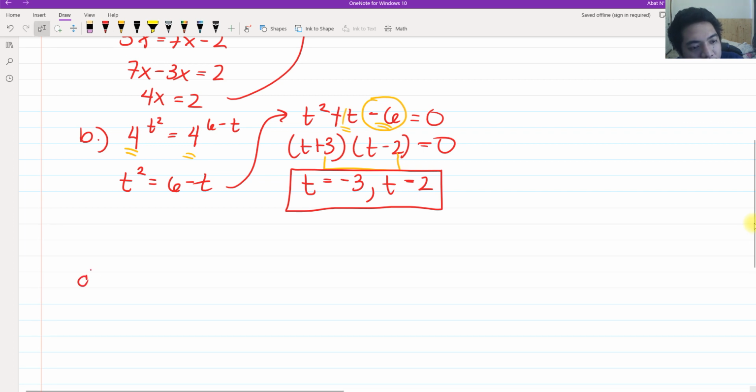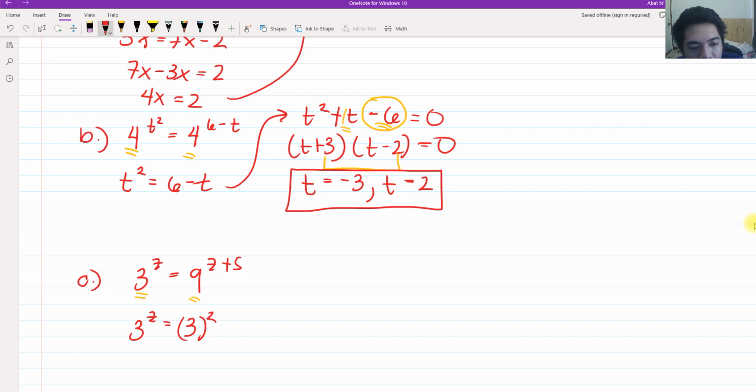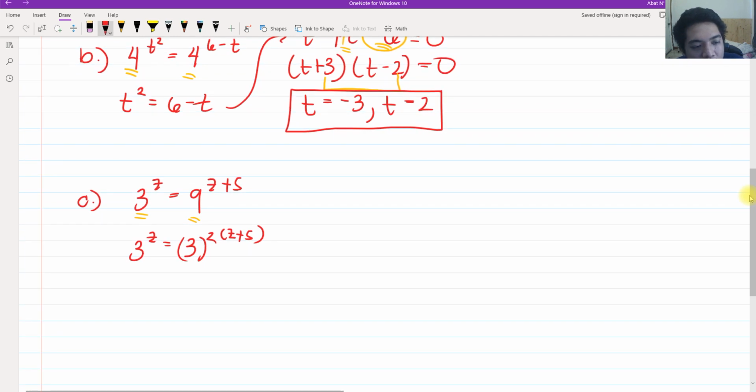So for letter C, we have 3 raised to z equals 9 raised to z plus 5. As we know, we cannot directly use our property that we have studied a while ago because they don't have the same base. But actually, 9 is a power of 3, so we can rewrite 9 as 3 squared. That is 3 squared raised to z plus 5. So they already have the same base, which is 3, and we can apply the property.